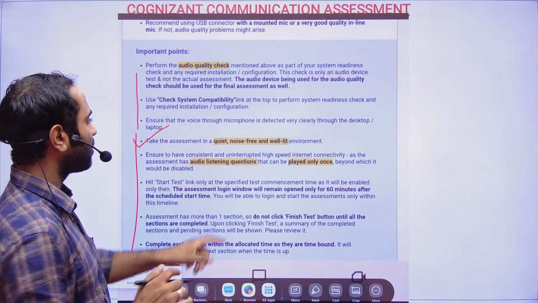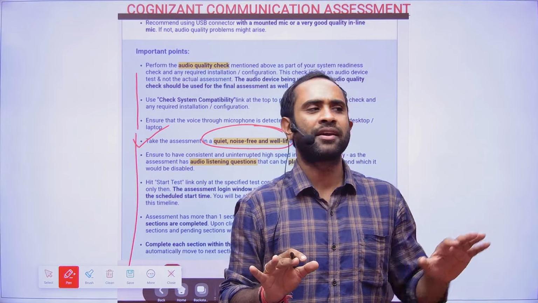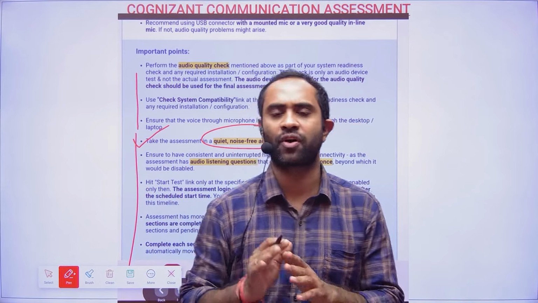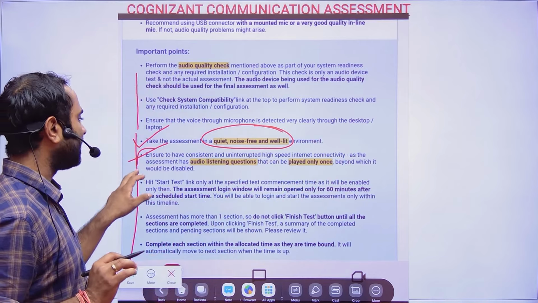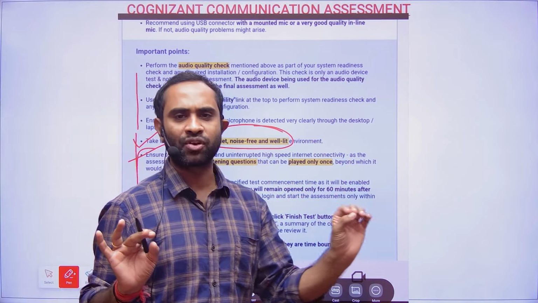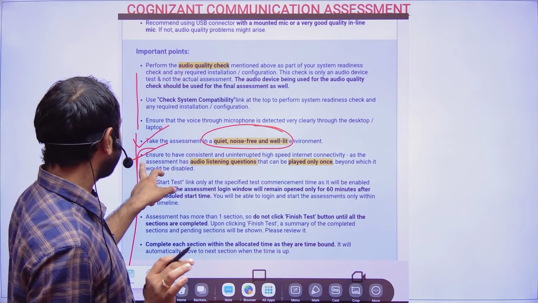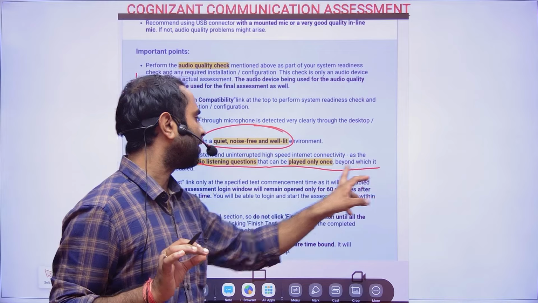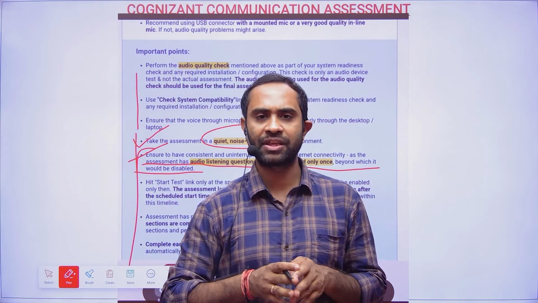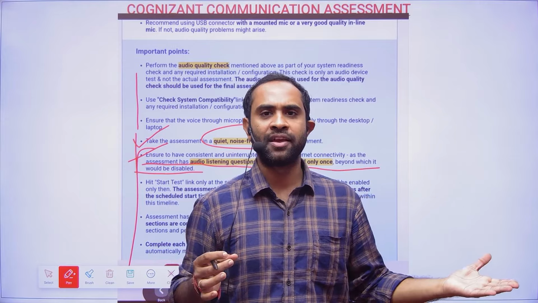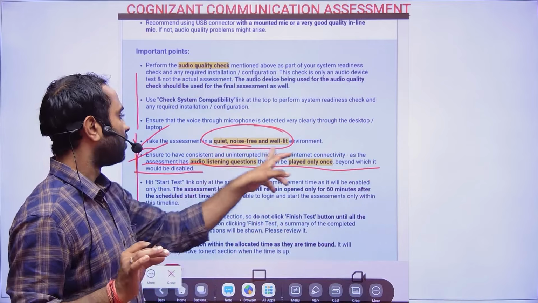Take the assessment in a quiet, noise-free and well-lit environment. That means wherever you are sitting, make sure that you do not have much noise around you. Ensure to have consistent and uninterrupted high-speed internet connectivity. So the internet connectivity should be very good. If you are connecting through mobile, please make sure that you have enough data and your internet speed is quite good. As the assessment has audio listening questions that can be played only once, beyond which they would be disabled, suppose the AI is telling, so today is the festival, or today is Ashtami or Saptami, and because of noise you are not able to hear. How will you repeat? So that's the reason the place should be quiet, noise-free and well-lit.